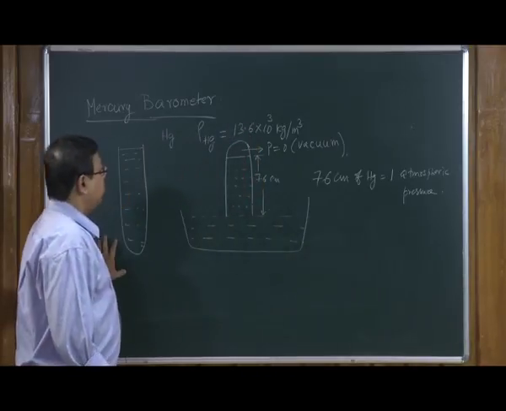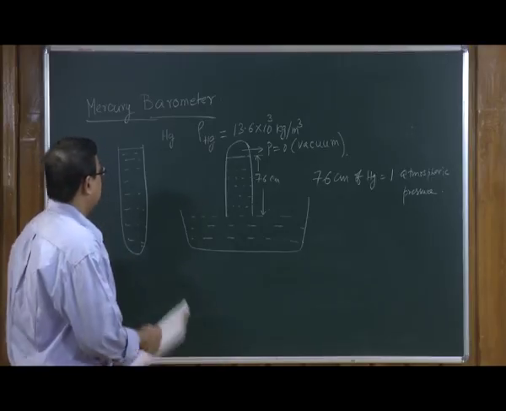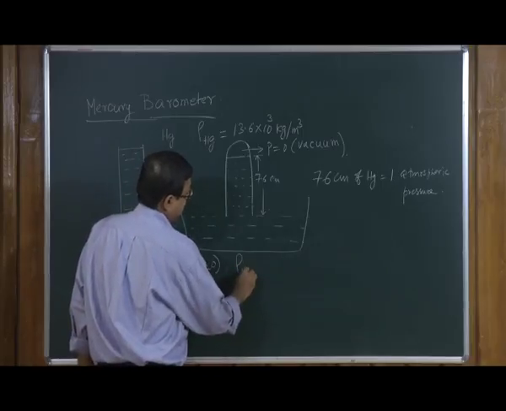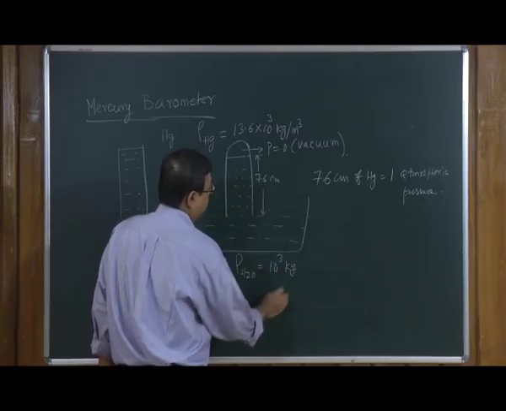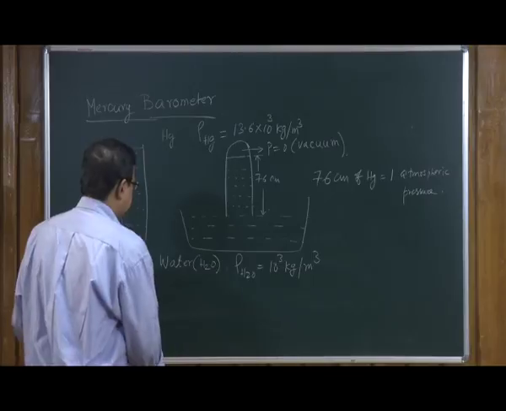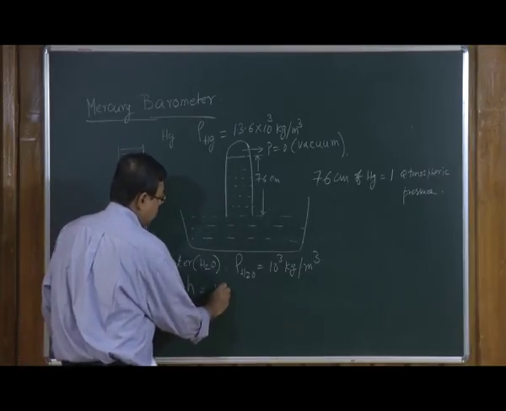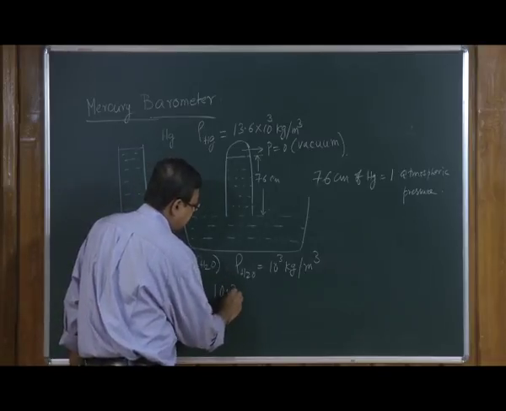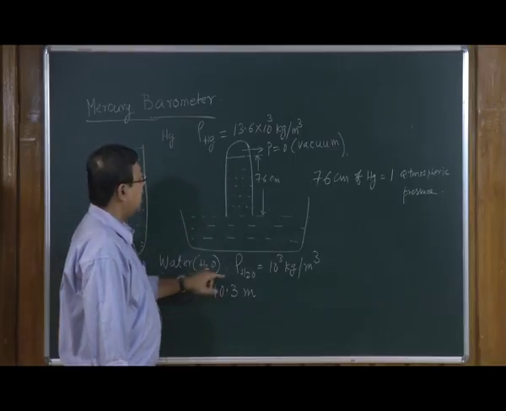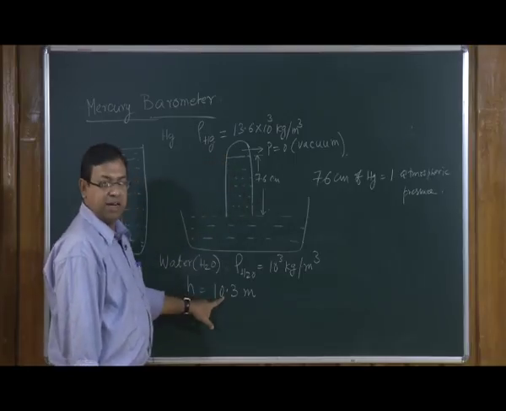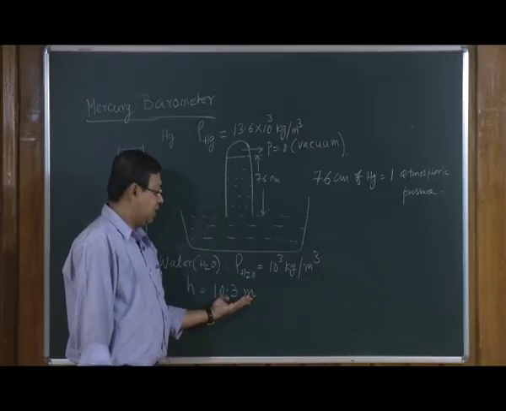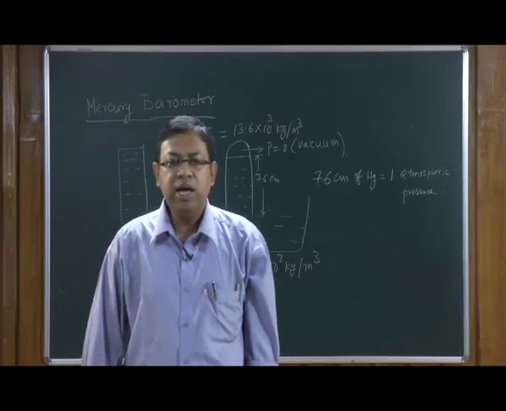Now, suppose you want to fill it with water, not with mercury, and if it is water, which is H2O, it has a density of only 1 into 10 cube kg per meter cube. In that case, the height of the water column that you need is equal to 10.3 meter. So, instead of 76 centimeter, if you use water, the column of water should have a height of 10.3 meter, which means it has to be a very long tube, and this much, that is 10.3 meter of water column, exerts the same pressure as one atmospheric pressure.